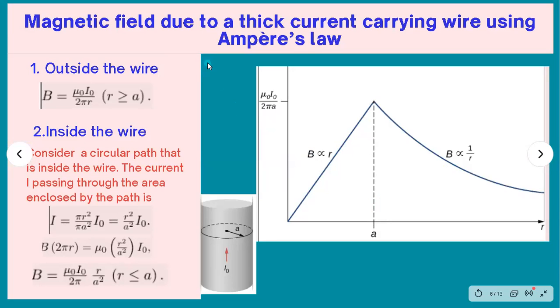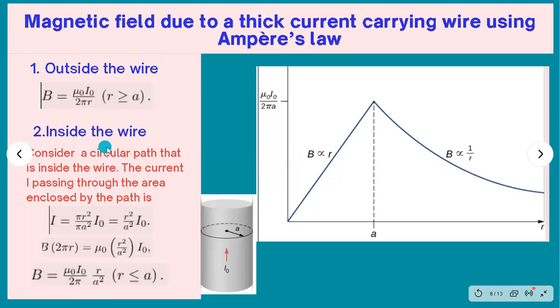Magnetic field due to a thick current carrying wire using Ampere's law. Outside the wire, the calculations remain similar to what we saw previously. Therefore, B is mu naught into I naught by 2 pi r if I naught is the current flowing through that thick conductor. On the surface, r becomes equal to a, the radius of the cylinder. Therefore, B becomes the constant, which is mu naught I naught divided by 2 pi into a.